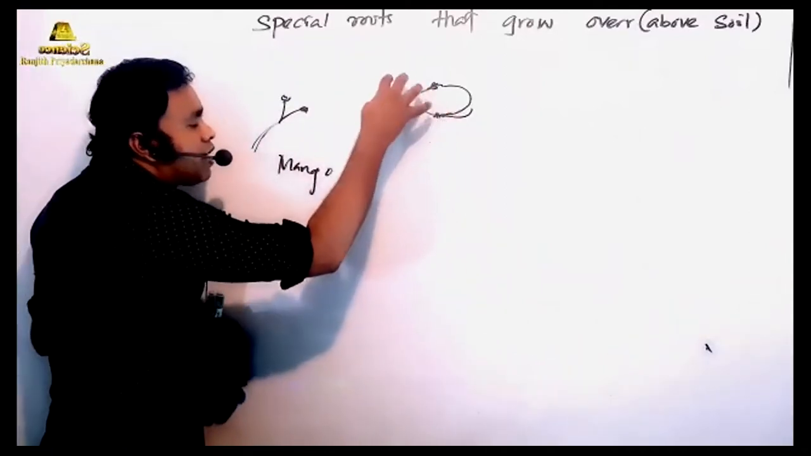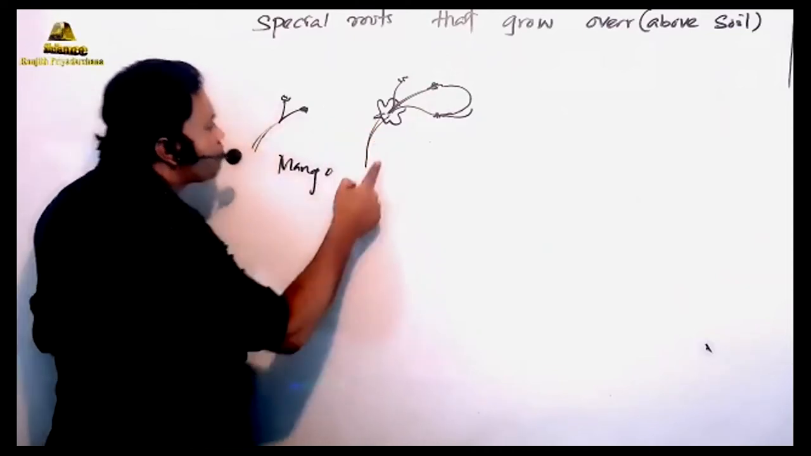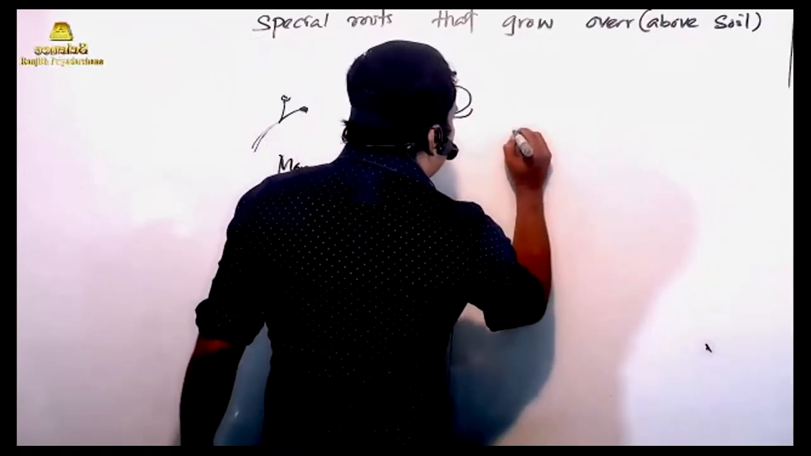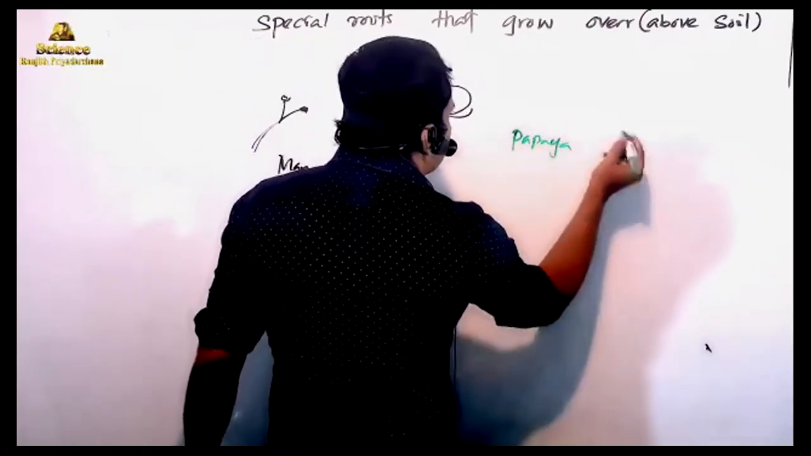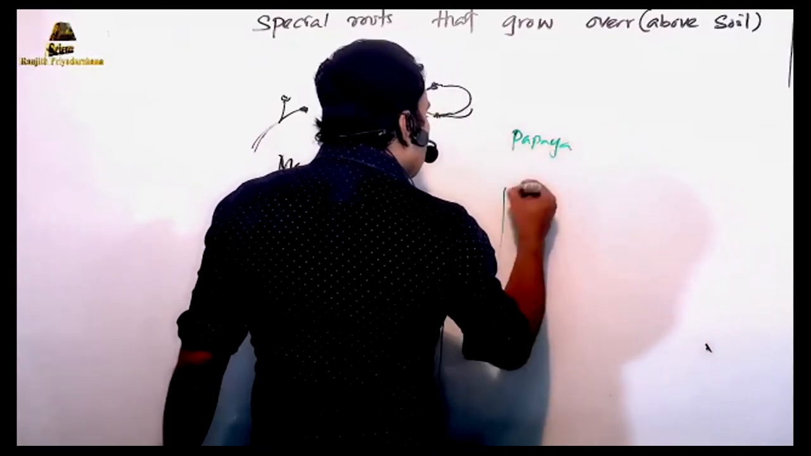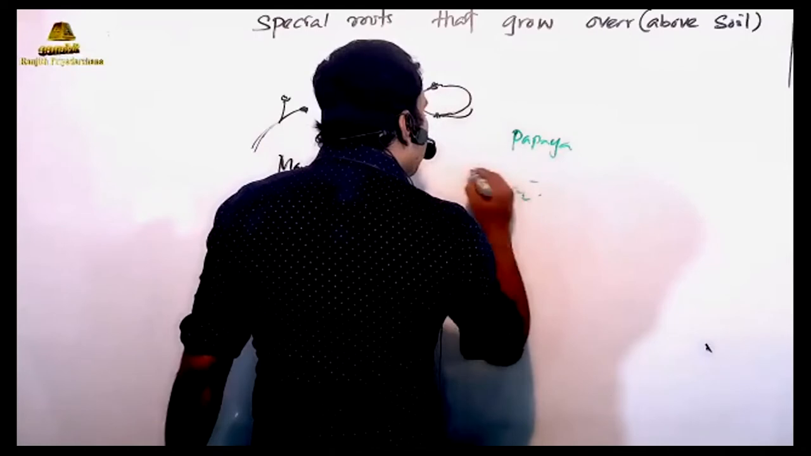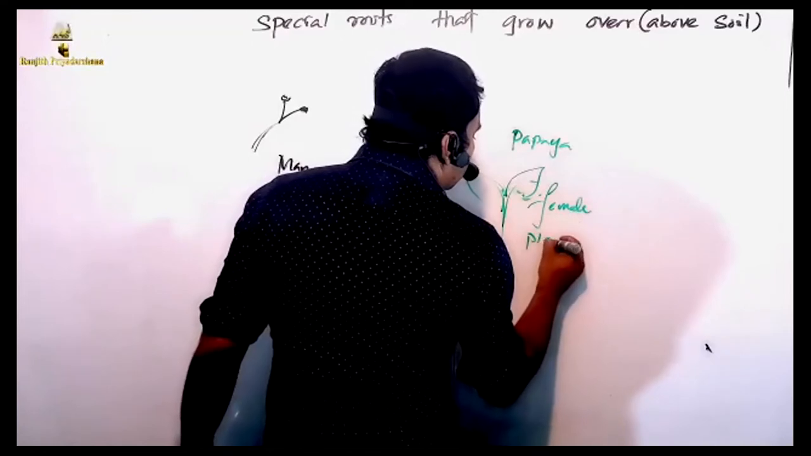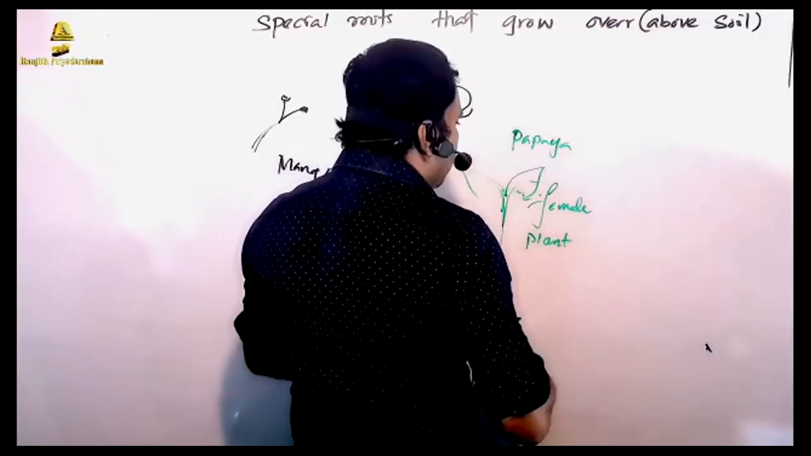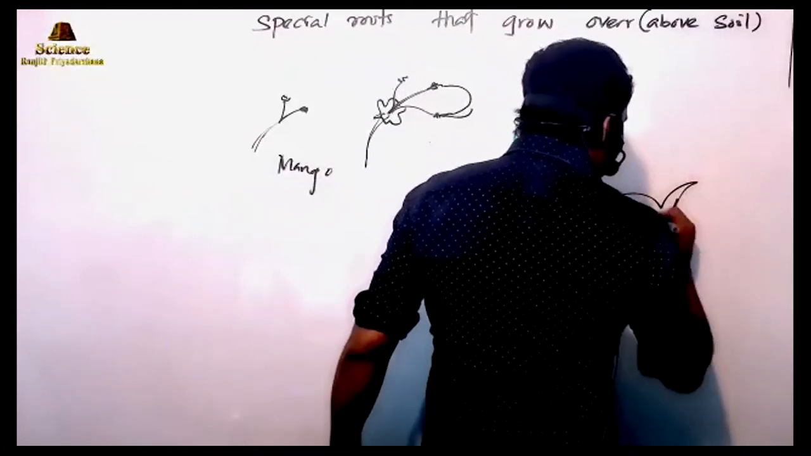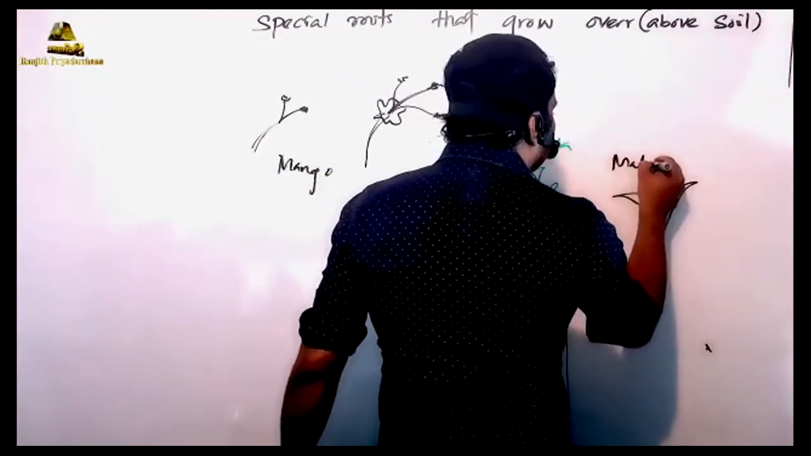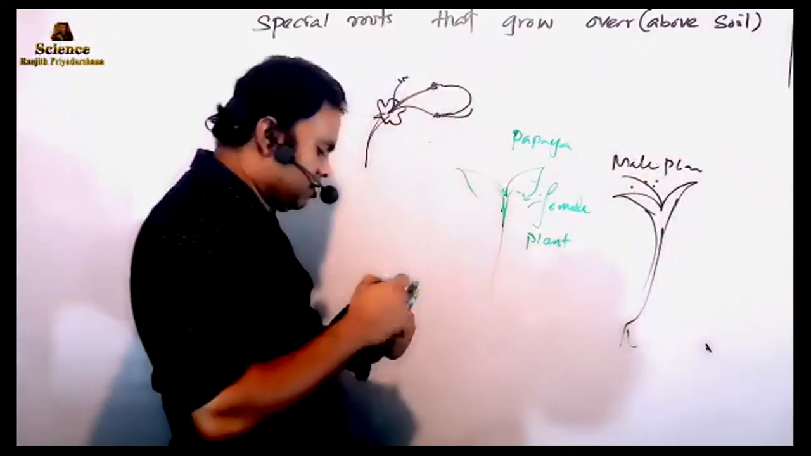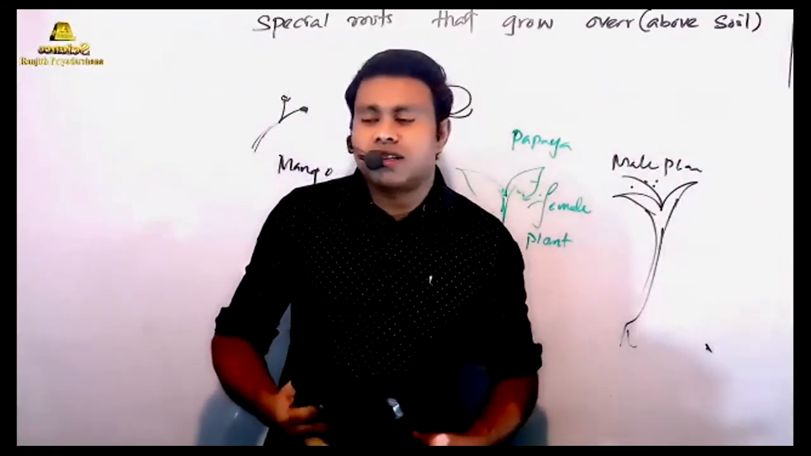Sometimes both female and male parts exist in the same flower. There are some plants, like papaya, that consist of a separate female plant as well as another separate male plant. Right? The male plant never bears fruit, son.